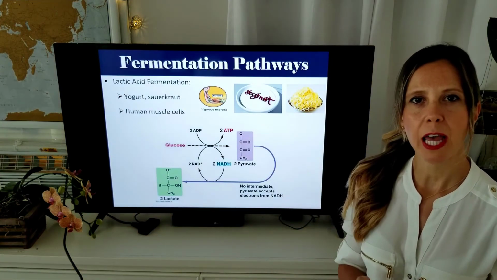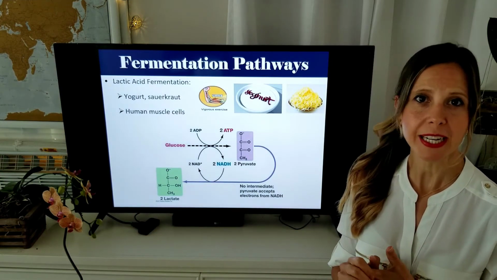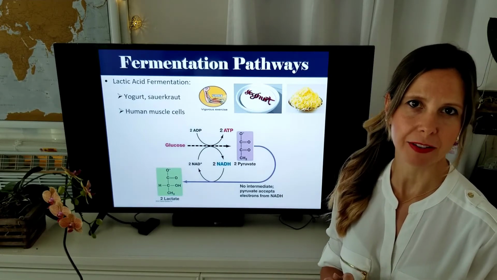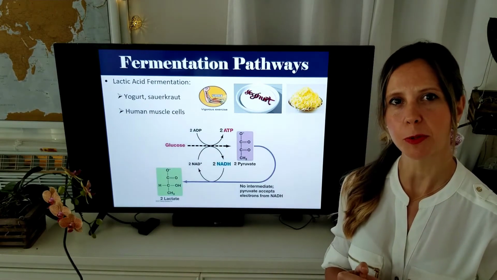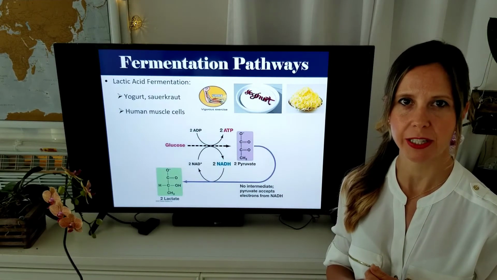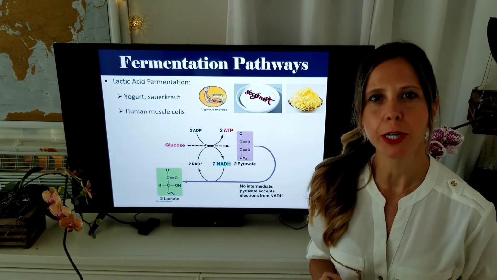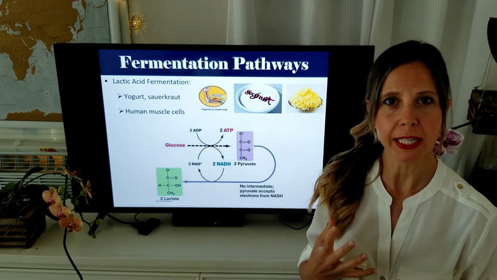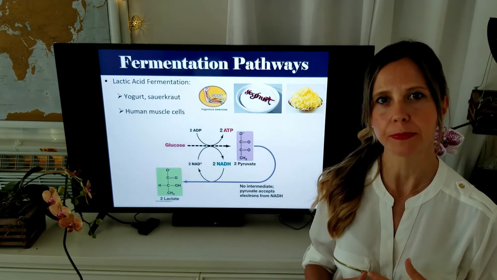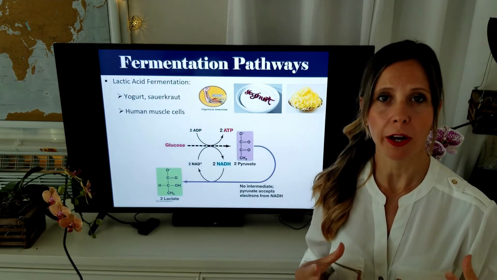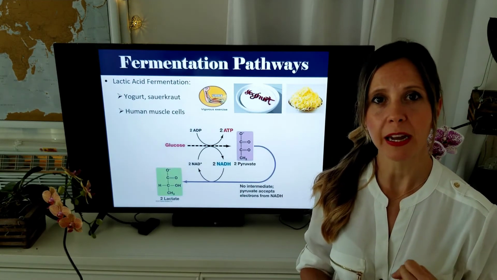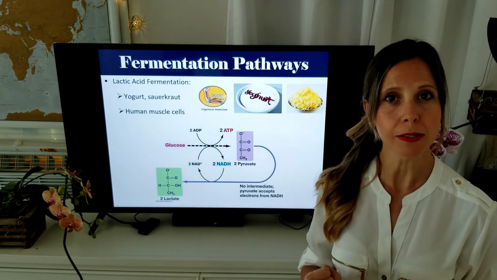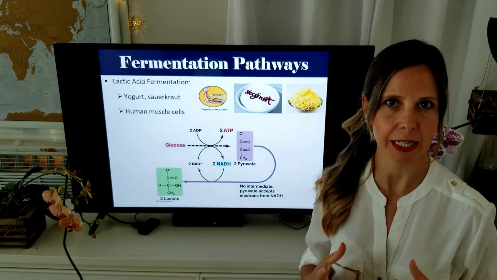Many bacteria are able to perform lactic acid fermentation, and we use them to produce things like yogurt and sauerkraut. Our muscle cells are also able to perform lactic acid fermentation. Let's say that you go for a really strenuous run. Your muscle cells are going to require a large amount of ATP to keep up with that activity level. Aerobic respiration on its own is just not going to be enough to provide the amount of ATP that your muscle cells are demanding, and so the muscle cells turn to lactic acid fermentation.